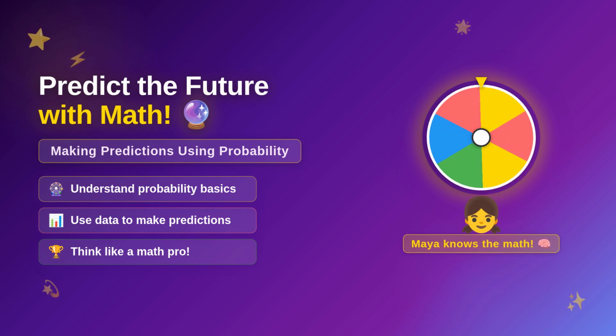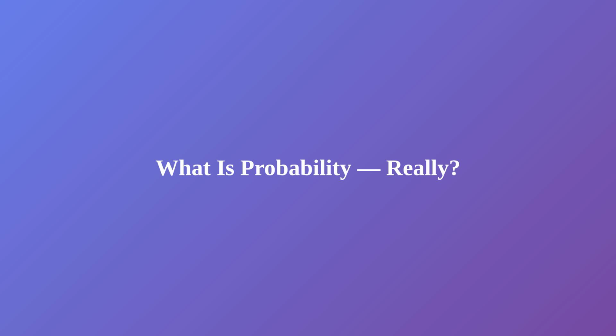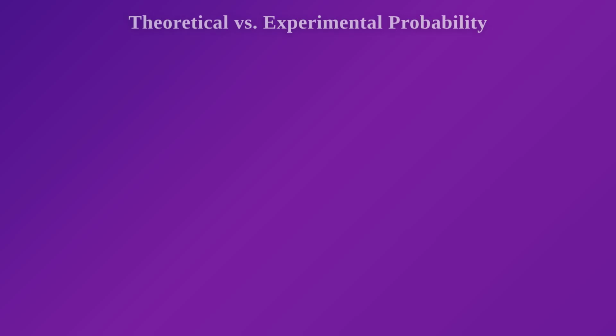Let's go. Before Maya can predict anything, she needs to understand what probability actually is. Probability is the measure of how likely something is to happen. We write it as a fraction, favorable outcomes over total outcomes. If something is impossible, the probability is 0. If it's guaranteed to happen, it's 1. Everything else falls somewhere in between. Think of it like a number line from impossible to certain. Pretty cool, right? This one formula is Maya's secret weapon.